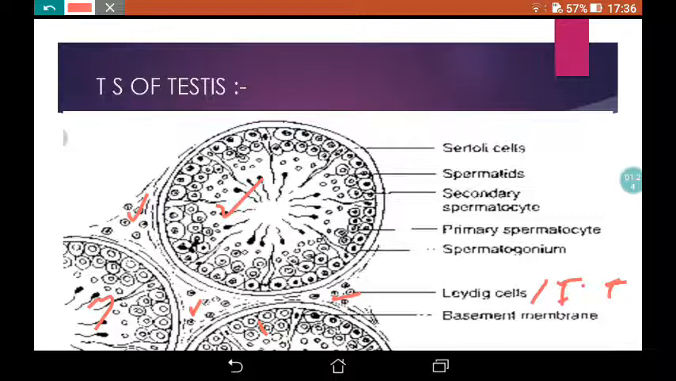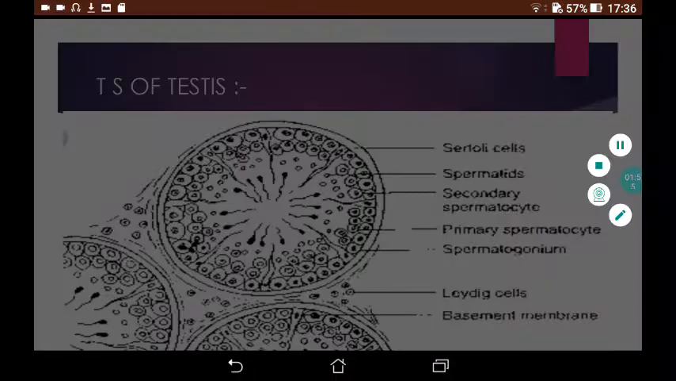In the interstitial tissue, we saw the presence of interstitial cells or the Leydig cells, and the Leydig cells are very important because they help in the production of the male androgen, that is the testosterone. The testosterone is essential for the spermatogenesis and also for the development of male sexual character, secondary sexual character. Okay, so now just look at the structure inside, that is the seminiferous tubule.